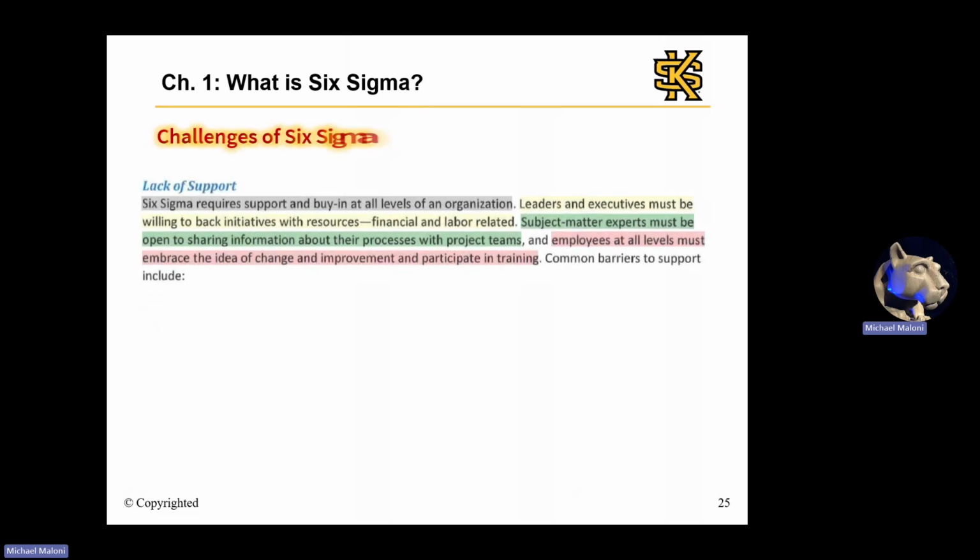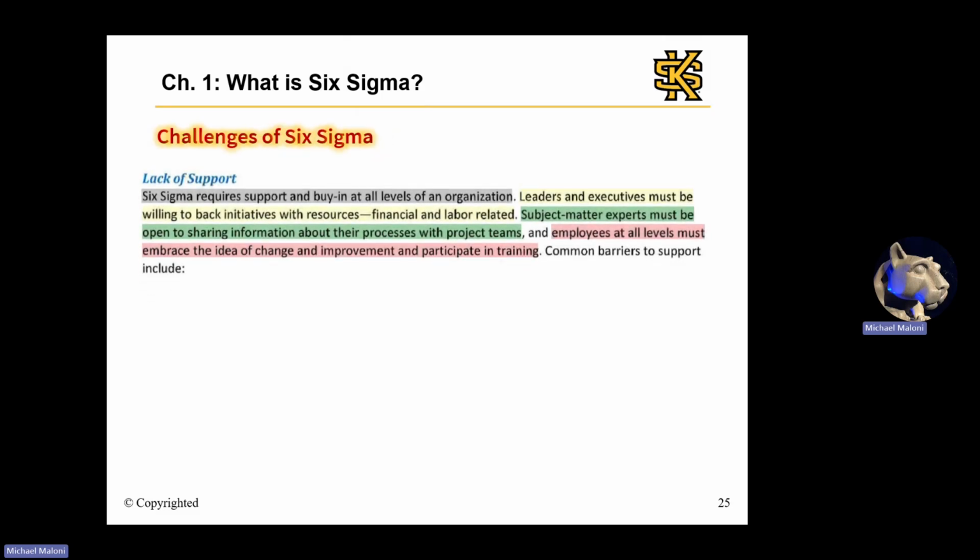The first challenge is lack of support. Six Sigma requires support and buy-in at all levels of the organization. And again, we call this total involvement. Leaders and executives support the quality culture and provide resources. Subject matter experts share information about their processes with the project teams. And then employees at all levels embrace the idea of change and improvement.